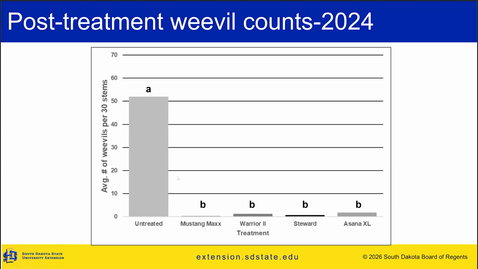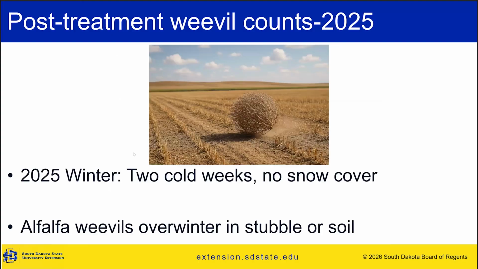In 2024, we threw out the Imidan. We weren't sure what was going on with it, but we figured we'd use products that are more widely used anyway, and everything worked really well. We knocked down the populations considerably compared to where we had no product. And so we thought things were looking really good for South Dakota.